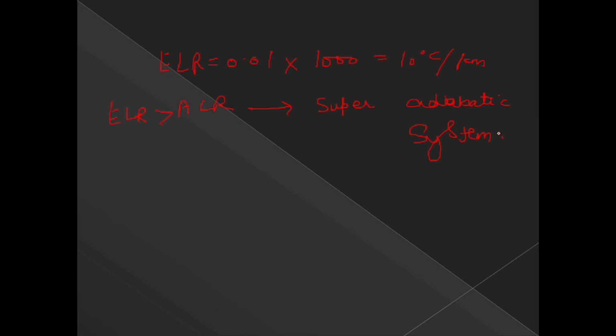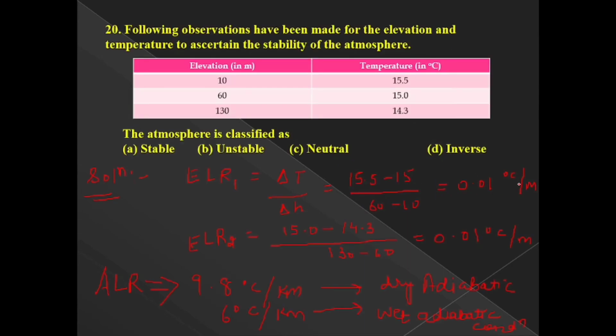Super adiabatic system. In the case of the super adiabatic condition, the atmosphere is in a very unstable situation. So my dear students, option number B is the correct option, that is unstable environmental atmosphere.